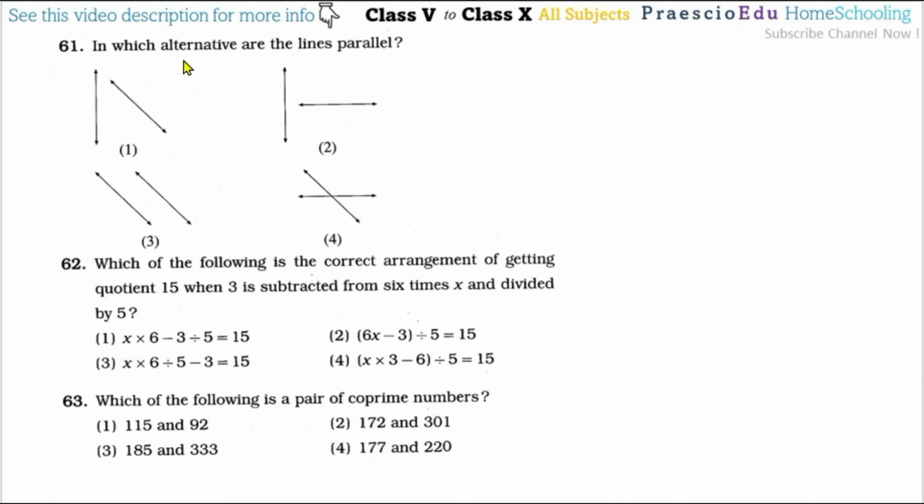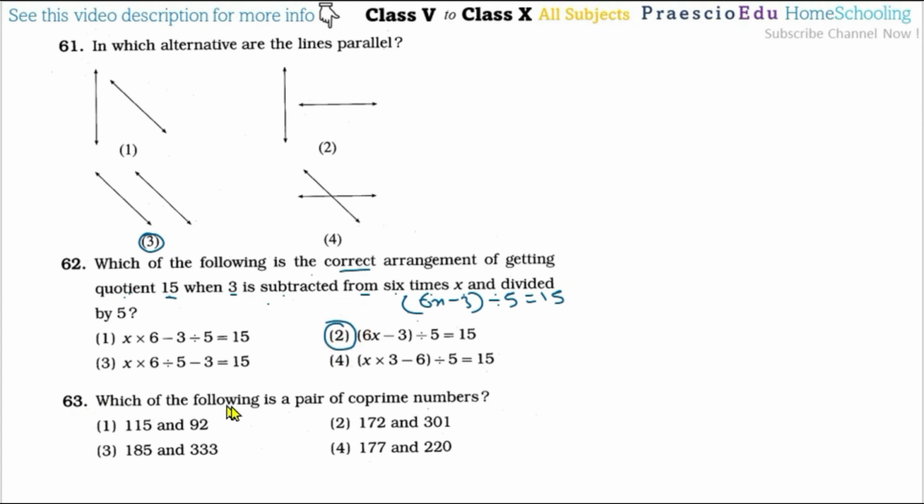Now question number 61. In which alternative are the lines parallel? In this one, option number 3 is the correct one. Both the lines are parallel. Then question number 62. Which of the following is the correct arrangement for getting quotient 15? When 3 is subtracted from 6 times x, that is 6x minus 3, and then divided by 5, the quotient equals 15. That is the meaning. So this is given in option number 2.